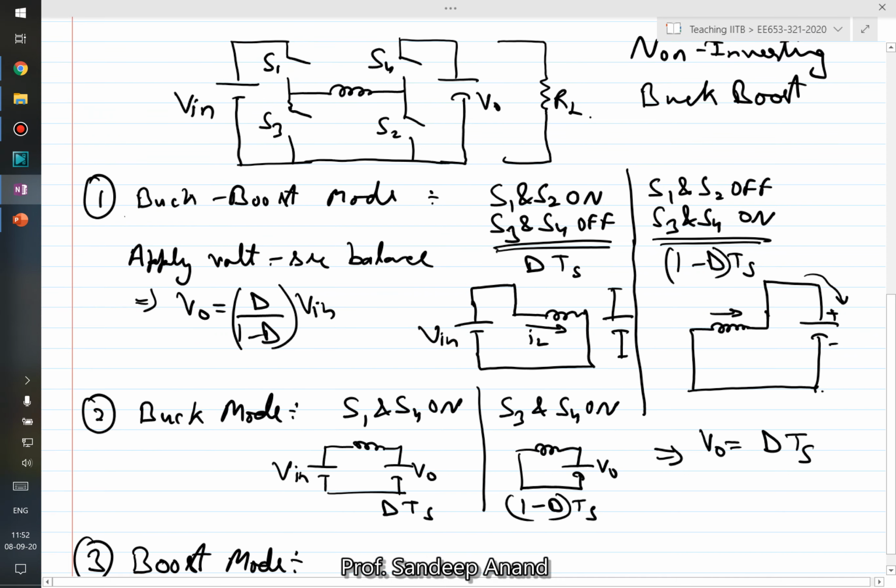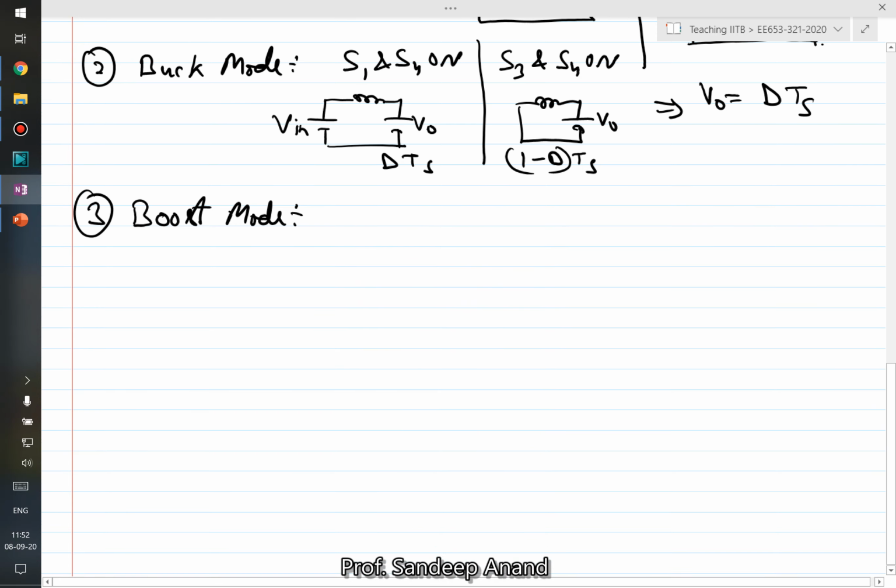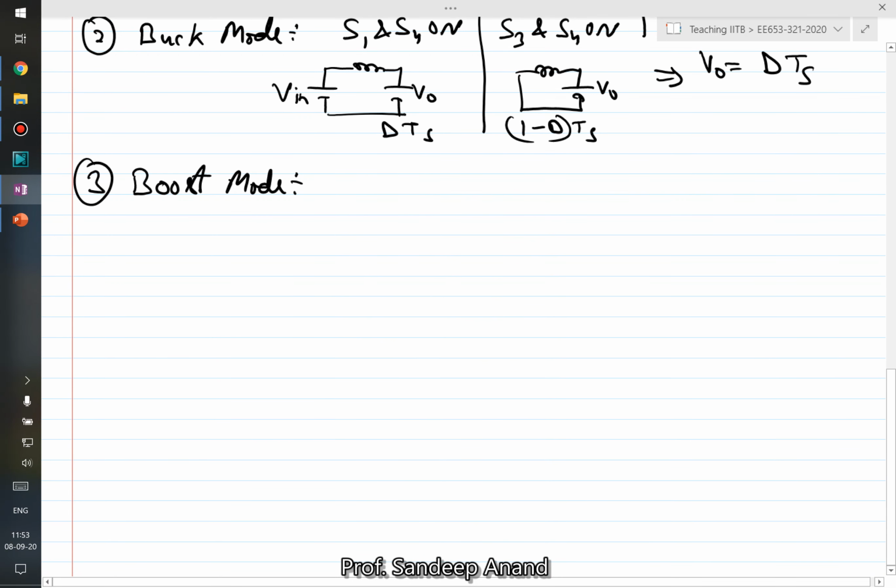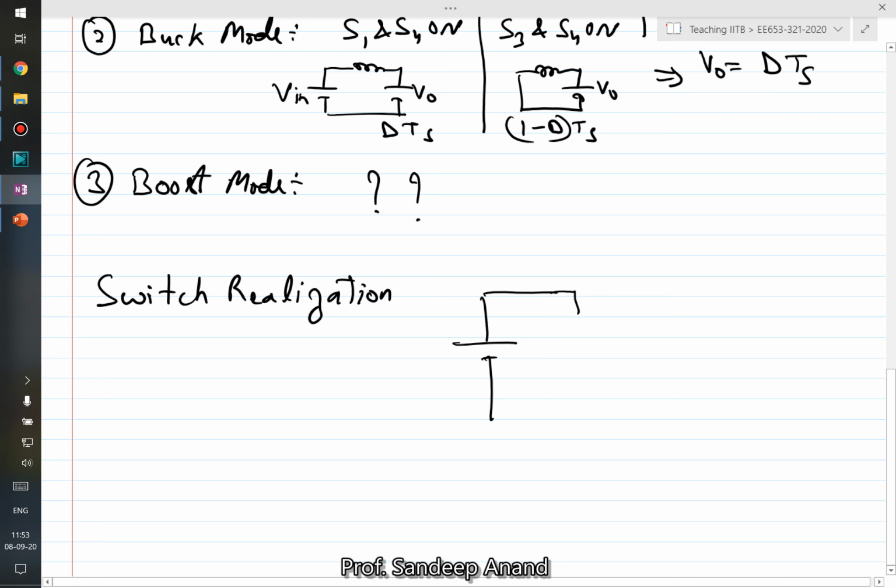I will not go into the steps of how you would do that, but let me just quickly draw. So this thing I would leave it to you to solve, and let me now do switch realization of this circuit. I would draw the answer. You can use the steps in section 7.1.